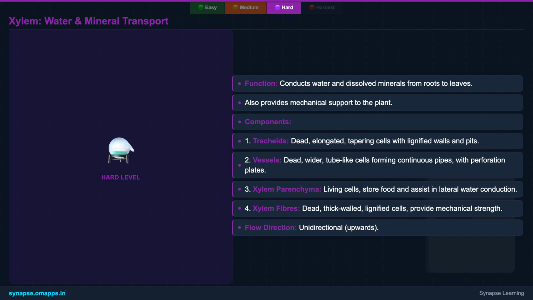First, we have tracheids, which are elongated, tapering, dead cells with lignified walls. Then there are vessels, which are wider, shorter, and tube-like, also dead and lignified, forming continuous pipes for water flow. The living xylem parenchyma cells store food and help with lateral water movement. Lastly, xylem fibers, which are dead and thick-walled, provide structural support. Remember, water flow in xylem is strictly unidirectional, only upwards.